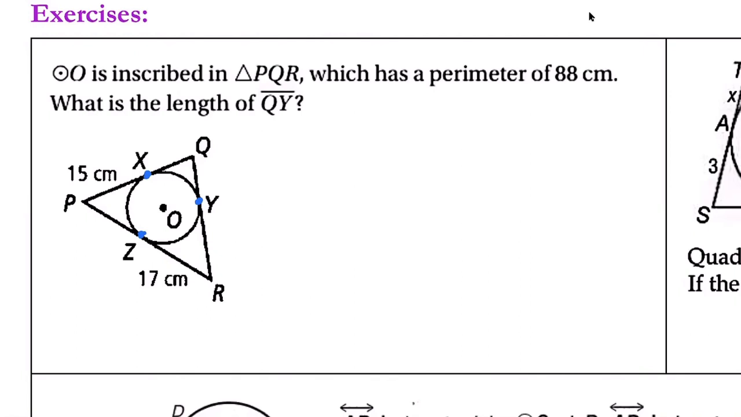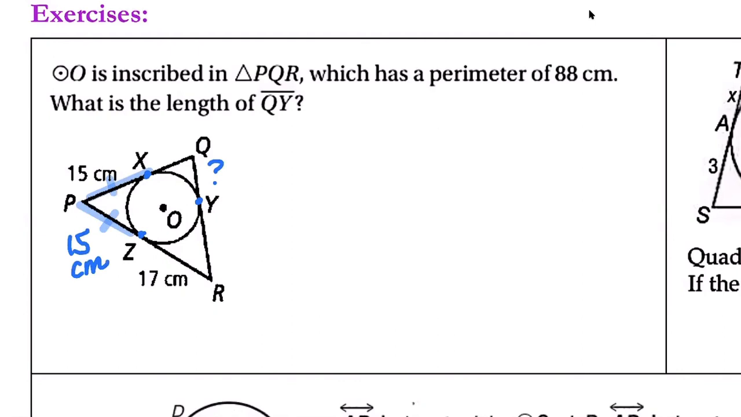Okay, the perimeter of the triangle is 88. What's the length of segment QY? So this is the length we're trying to find. Okay, so we know that the segment here and the segment here are the same. So that means that one's also 15.